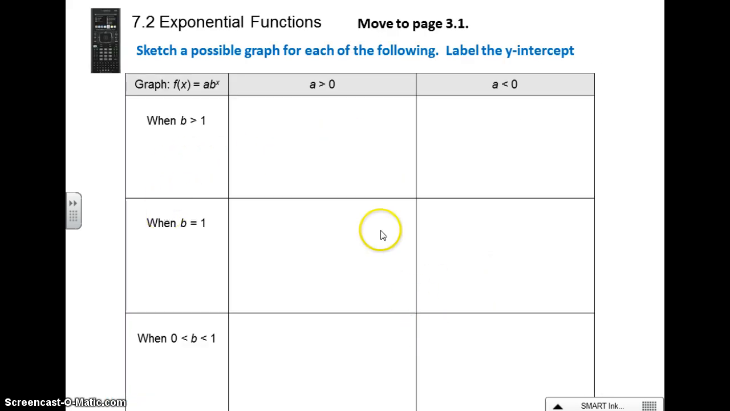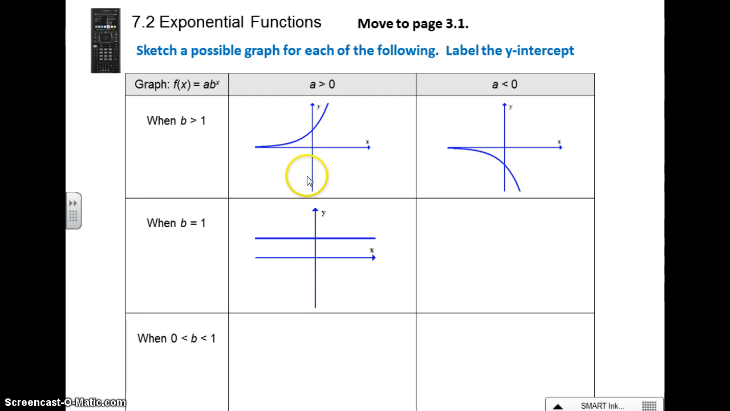Now, sketch a possible graph, or come up with an equation or a graph that would follow the following characteristics. This is where you could be asked on multiple choice, which of these graphs follow these characteristics? So what does it look like if a is greater than 0 and b is greater than 1? It's a growth graph that's happy. Well, what does a growth graph look like that is sad? It looks like that.